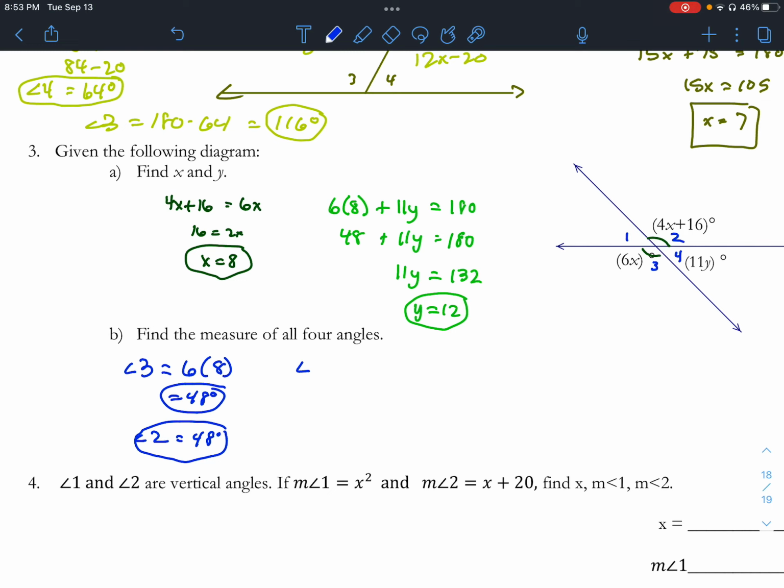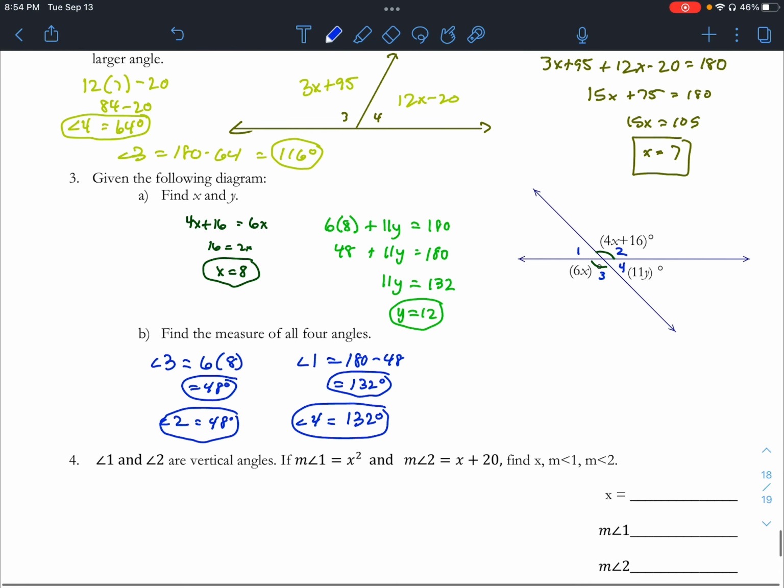The other two are supplementary. Angle 1 is going to be supplementary to angle 3 right here. So I know that angle 1 should be 180 minus whatever I have, 132 degrees. And then again, because angle 1 and angle 4 are vertical angles, they must be congruent to each other. I end up with this also being 132 degrees. So that's a nice little puzzle.